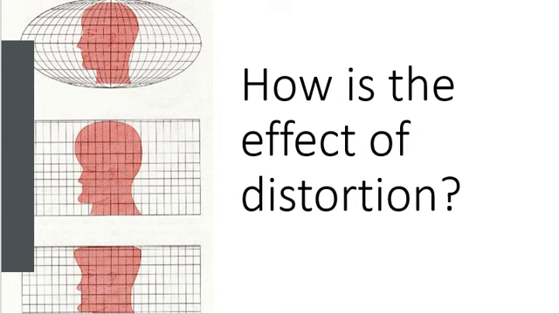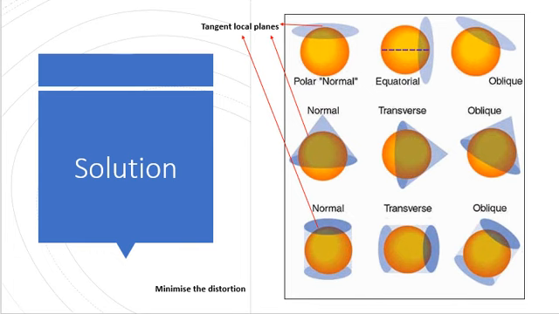So what is the effect of this distortion? Please see the face of this gentleman on a globe and compare it with his projected face on different projection systems. This kind of distortion happens for real-world locations and their corresponding points on a map. What is the solution to avoid these kinds of distortion? The solution is to consider tangent local planes on the Earth for each country so that we minimize the distortion.